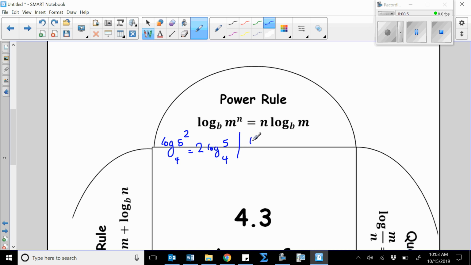Or if I have log of radical 5 base 3, for example, we know that radical 5 is actually equal to 5 to the power of 1/2. Now I can move the power of 1/2 to the front of the log. So it will be 1/2 of log of 5 base 3.